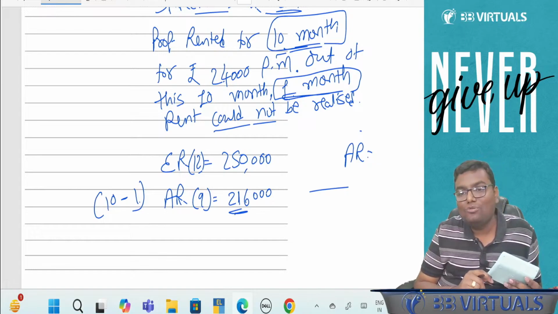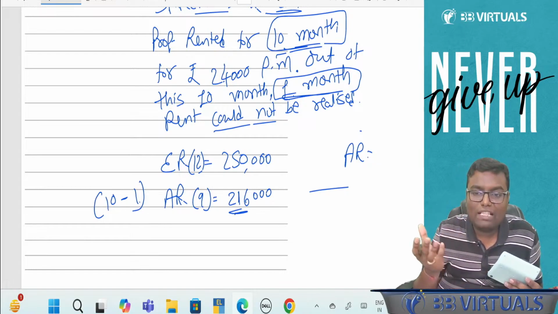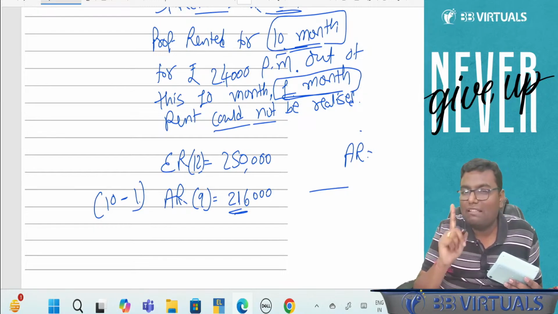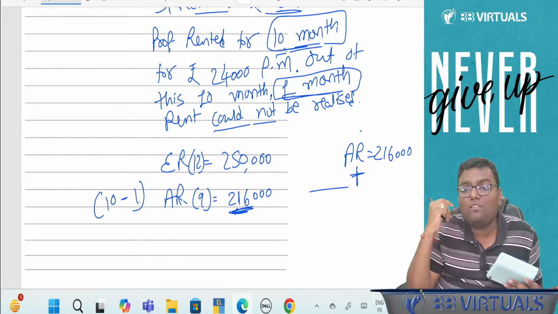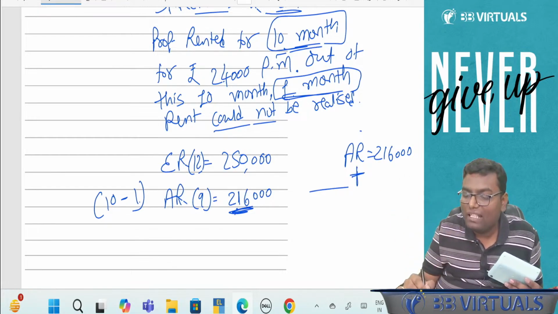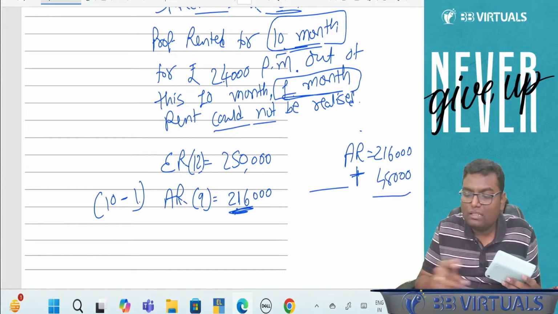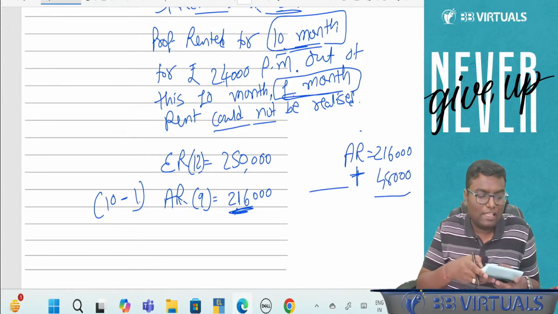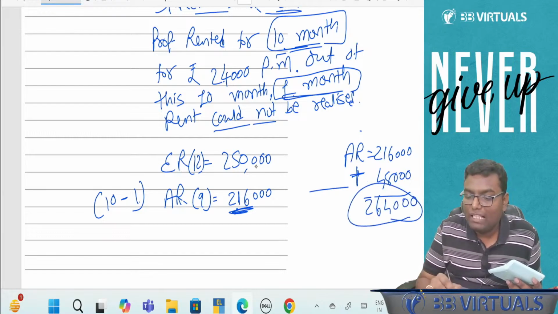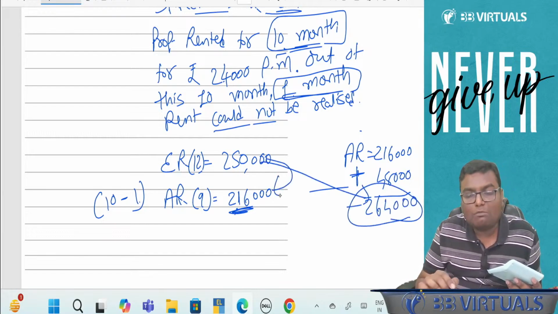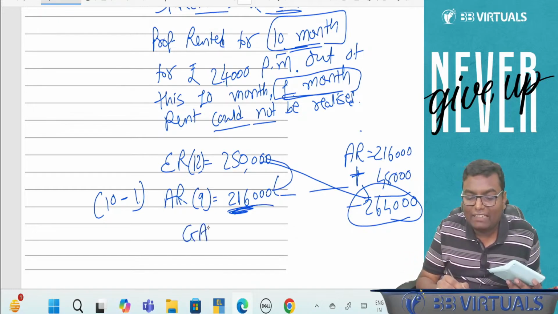So when I ask you what will be my rent if there would have been no vacancy, what you will simply do is 2,16,000, which is actual rent, plus 2 months of vacancy loss added back. So 2 months of vacancy loss is basically 48,000. So what would have been my actual rent over here? 2,64,000. Now this was more than expected rent. Today it is less than expected rent. It happened because of vacancy. Your GAV will be actual rent, 2,16,000.